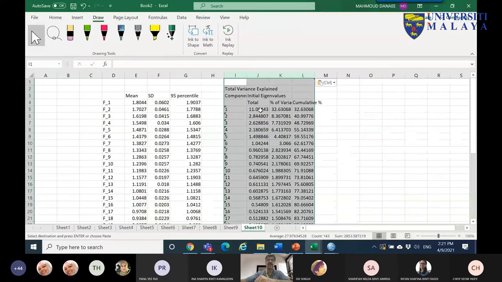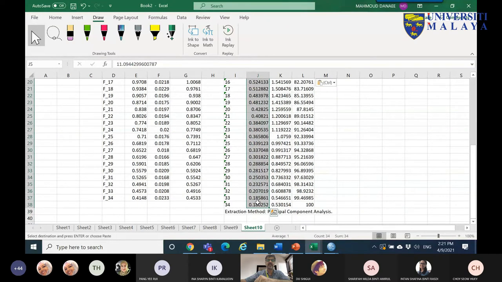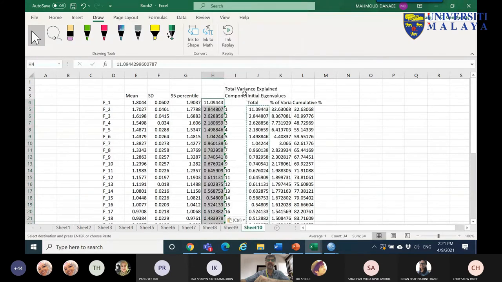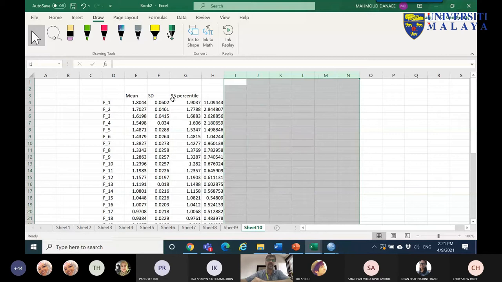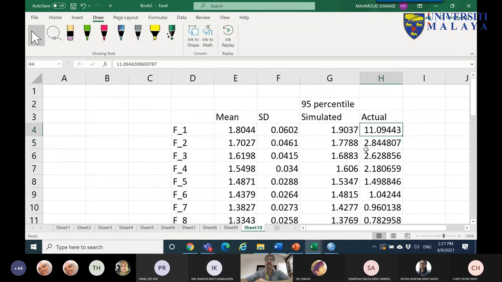So now look at here. This is the eigenvalue from actual data for 34 items. I just copy this data and paste it here. I don't need this anymore, this one I just removed. So remember, this is based on simulated data. So I just put here simulated data. And this is the actual from your analysis. So what you need to do, as long as the eigenvalue from your actual data is more than simulated data, you can keep these factors.